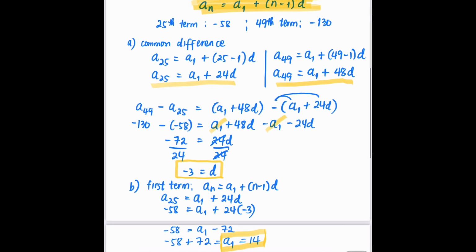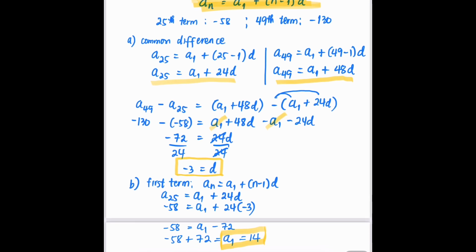Now, on to the third question, the 93rd term. Let me write the answer here. We're going to be using the same formula. Since we're looking for the 93rd term, we'll have a sub 93 equals a sub 1 plus n, which is 93, minus 1 times d. So we'll have a sub 93 equals a sub 1. We already found the first term, which is 14, plus 93 minus 1 is 92. And we have the common difference value, which is negative 3. So times negative 3.